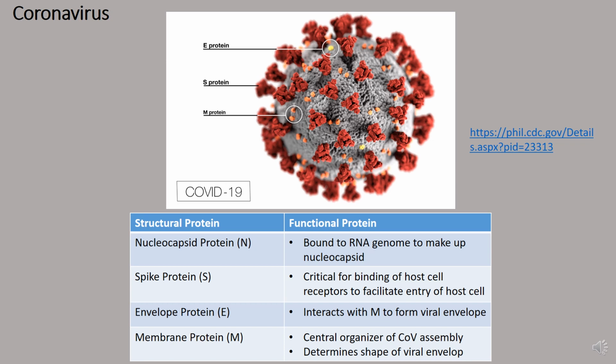Coronaviruses have their RNA genome bound to the nucleocapsid protein, which you cannot see in this picture, and three proteins on the surface: the envelope protein, the membrane protein, and the S protein. The envelope protein interacts with the membrane protein and determines the shape of the viral envelope. The spike protein is a very important protein for coronaviruses, and it's critical for binding of host cell receptors to facilitate entry into a host cell.